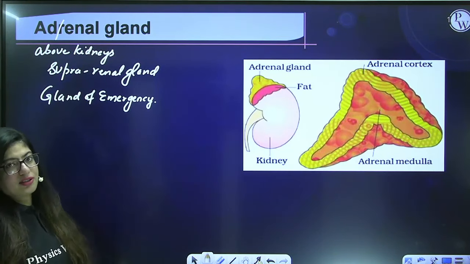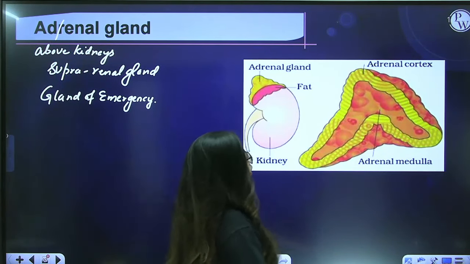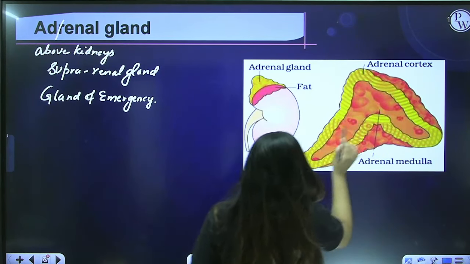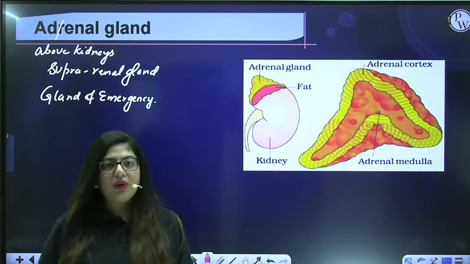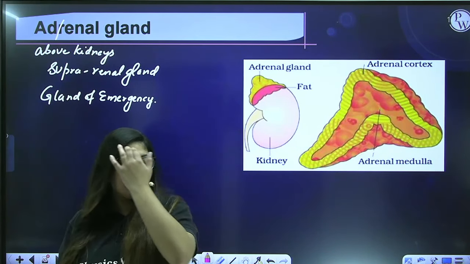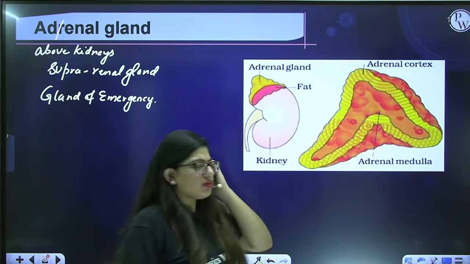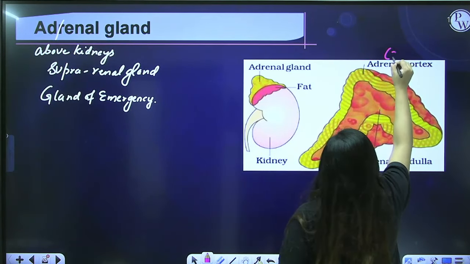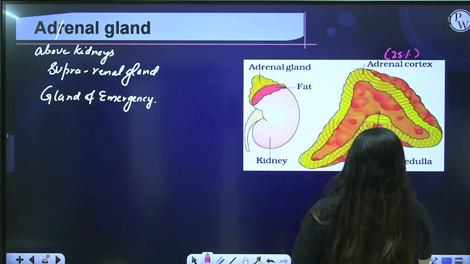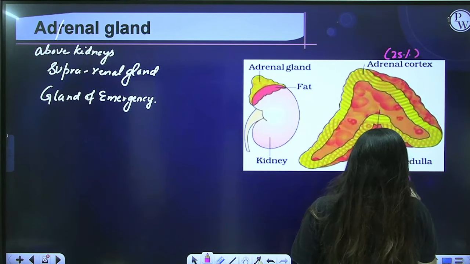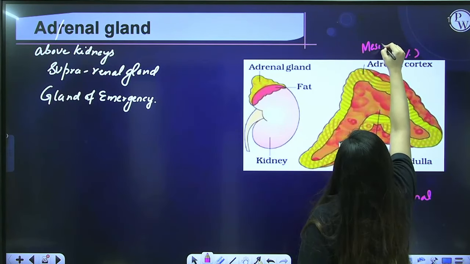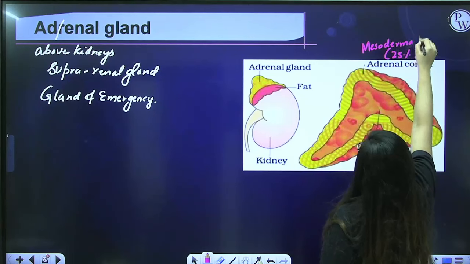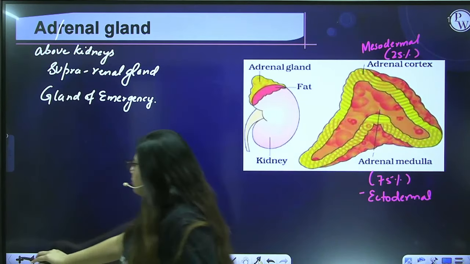So this gland has two areas. The outer area is the cortex and the inner area is the medulla. In this diagram it looks like the medulla is a major portion, but no, the medulla is just around 75%, whereas around 25% is cortex. The medulla is ectodermal in origin and the cortex is mesodermal in origin. So let's first talk about the adrenal cortex.